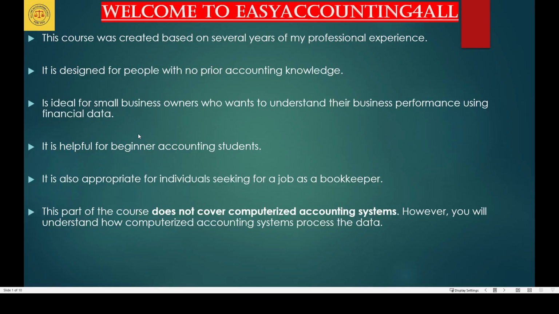This part of the course does not cover computerized accounting systems. However, you will understand how computerized accounting systems process the data. Definitely, because we are going to do most of the things in Excel, so you're going to understand how things move around, and that's exactly what computerized accounting systems are doing.